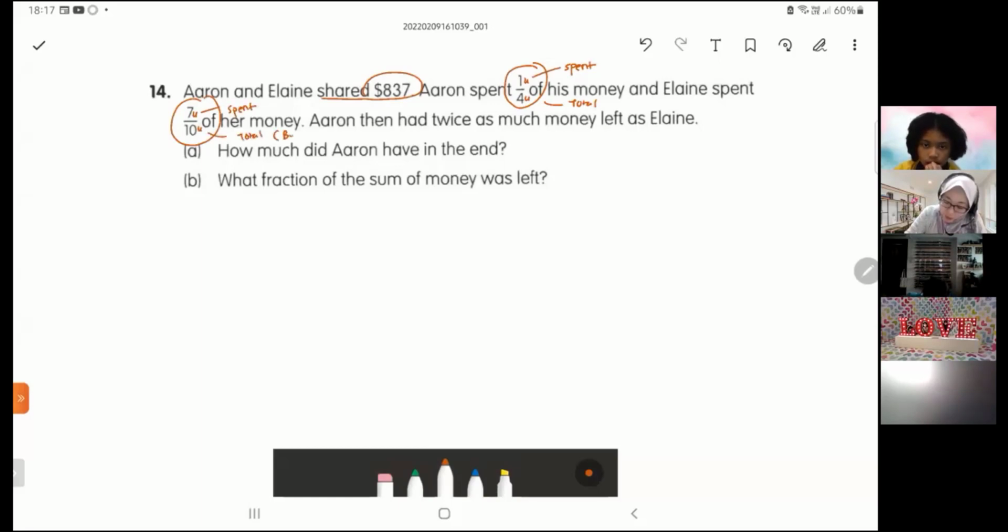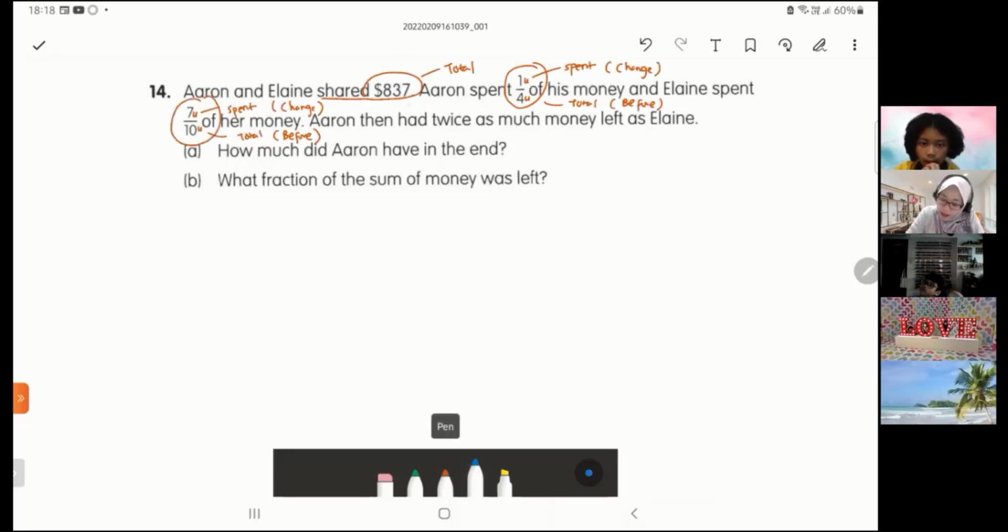Total means the before money, before anything happens, okay? And the spend is called the change. Another word for change is spend. There's a change going on here, right? And 837 is my total. Can you see so many keywords I can pick up just like that? Just by the first 2 sentences.